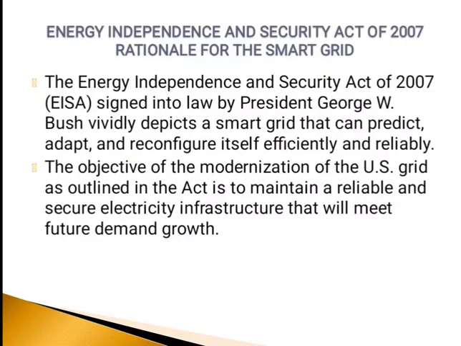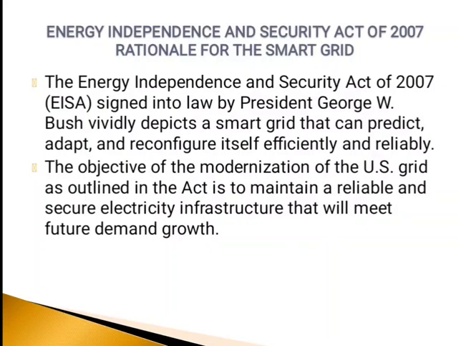Let us discuss the Energy Independence and Security Act of 2007. What is that act and how is it designed? About that we will discuss. That is called the rationale for the smart grid.